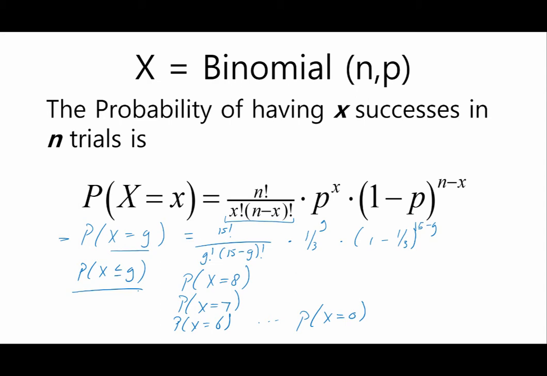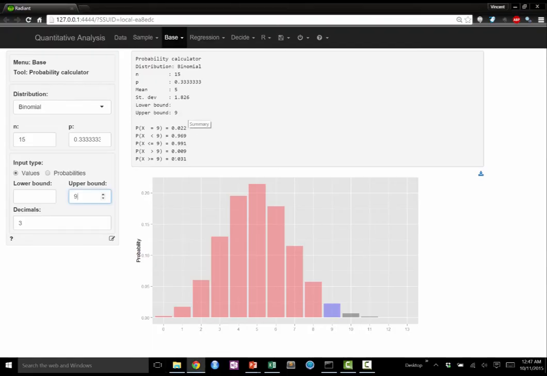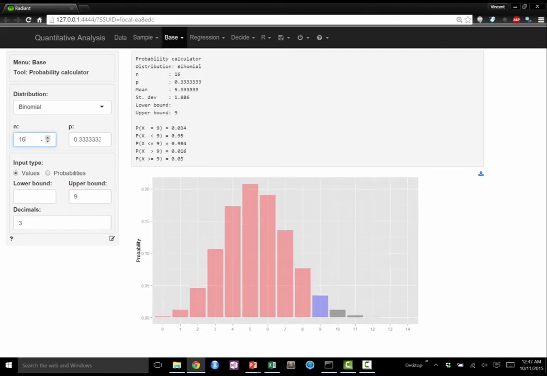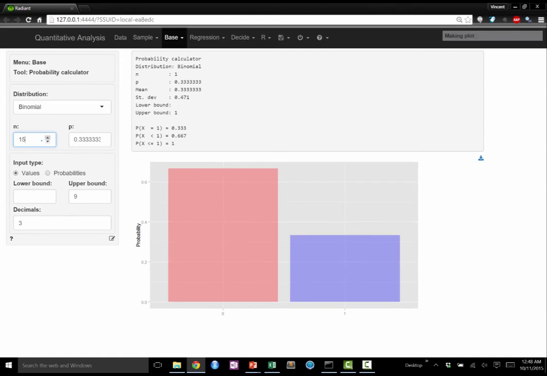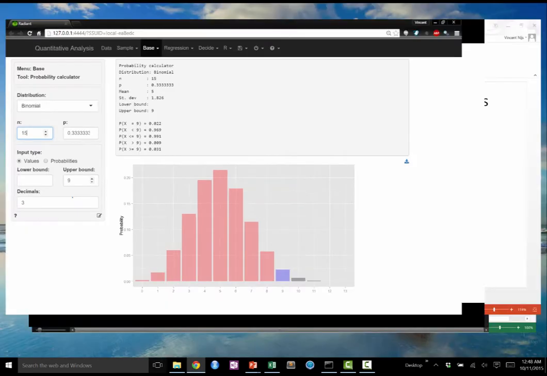So you probably don't want to do that by hand. You could consider doing it in Excel with lots of copy and pasting, but as I showed you in the probability calculator, those probabilities are automatically specified as soon as we tell the application what the parameters of our distribution are. In this case, that was 15, the number of draws. The probability of a red is a third, and we specified a bound here. Okay. We'll get back to bounds in a little bit.